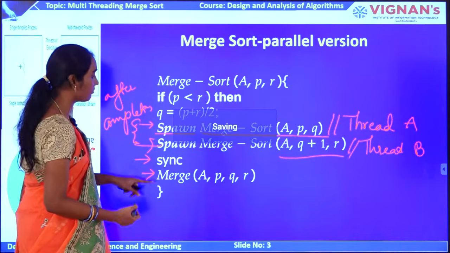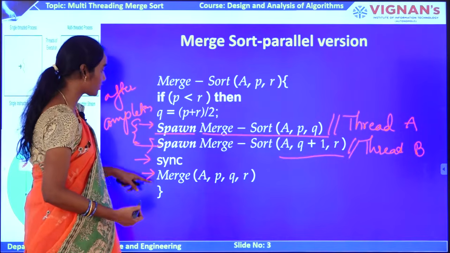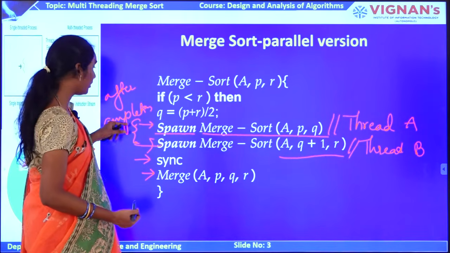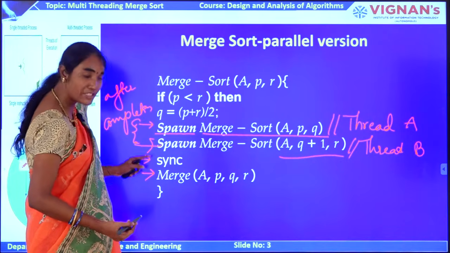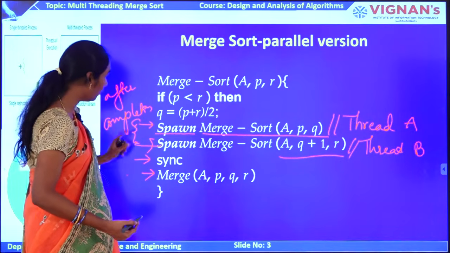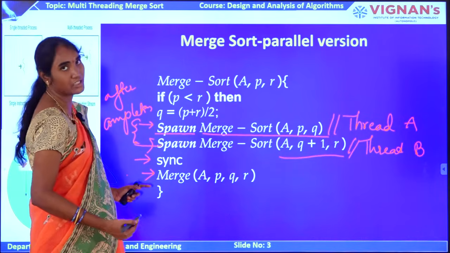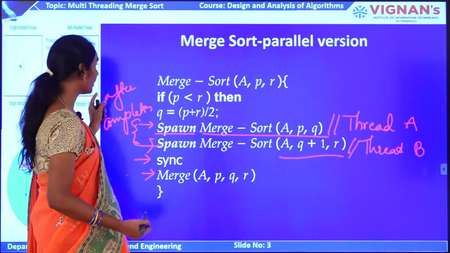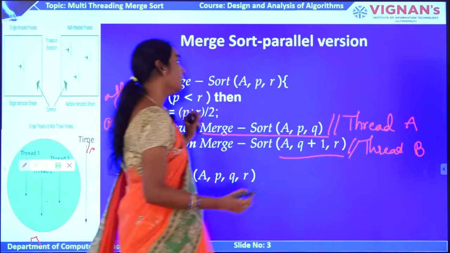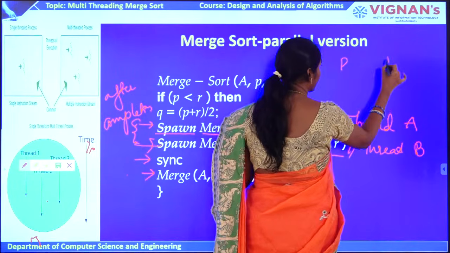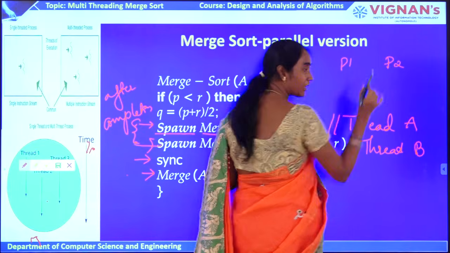What is the next instruction? Merge. The next instruction is merge, right? So after completion of these two, here I have sync, and then the merge instruction will be executed. Now how will this be executed? In parallel. Let us suppose there are two processors, P1 and P2, right?